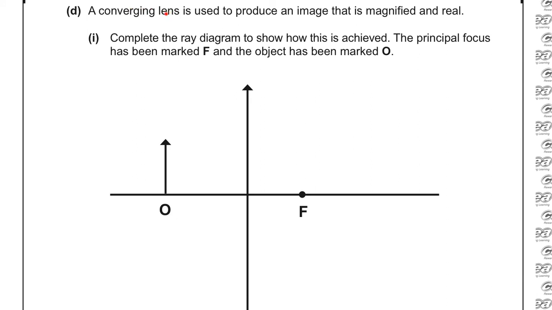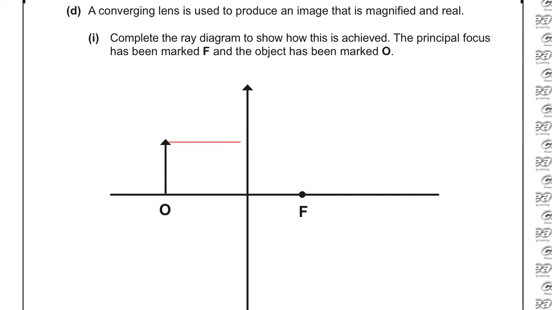Part D, a converging lens. So a converging lens is used to make an image that is magnified and real. Complete the ray diagram to show how this is achieved. The principal focus has been marked F and the object has been marked O. Now, when you use a converging lens to produce a magnified and real image, then there's certain things that are going to be true.